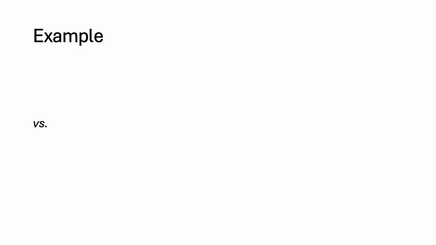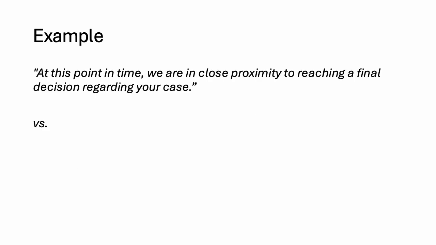So let's look at an example. At this point in time, we are in close proximity to reaching a final decision regarding your case. Now, that has the redundant phrases in it. Let's look at it when we're saying more with less words. We are close to reaching a final decision. It's really that simple. Eliminating those redundant words is not going to change the meaning, but it's going to make the sentence more readable.